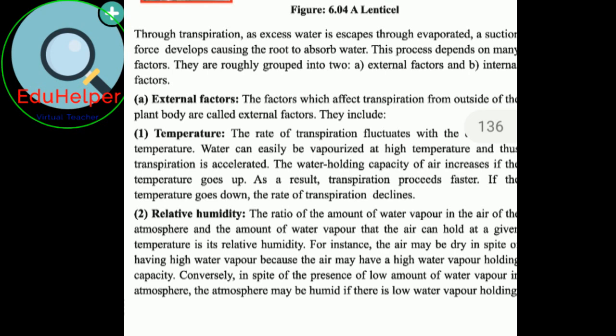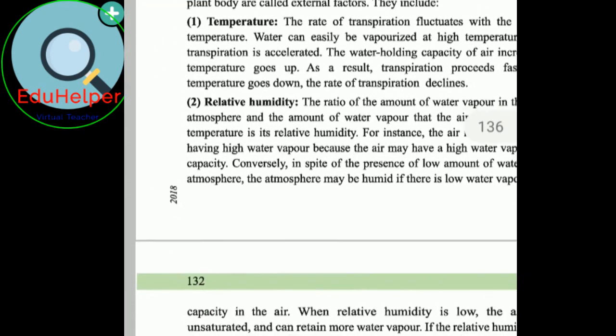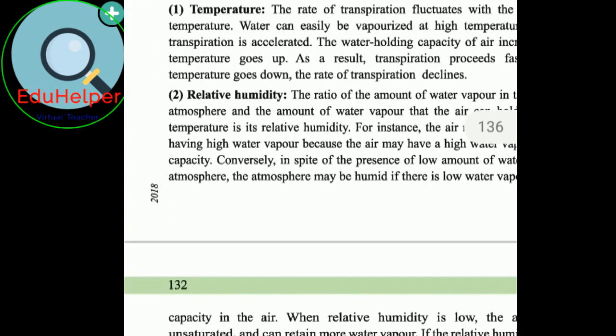They are roughly grouped in two: external factors and internal factors. First of all, I am going to describe the external factors. The first external factor is temperature. The rate of transpiration fluctuates with the change of temperature. Water can be vaporized at high temperature, and thus transpiration is accelerated. The water holding capacity of air increases if the temperature goes up. As a result, transpiration proceeds faster. If the temperature goes down, the rate of transpiration declines.